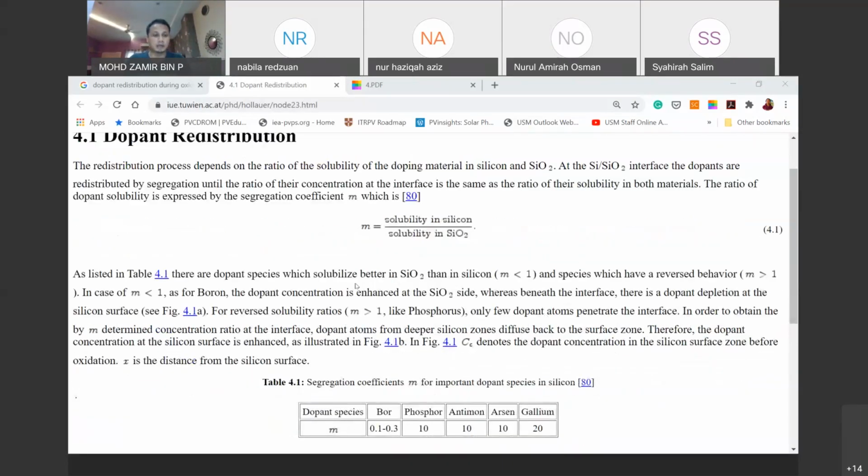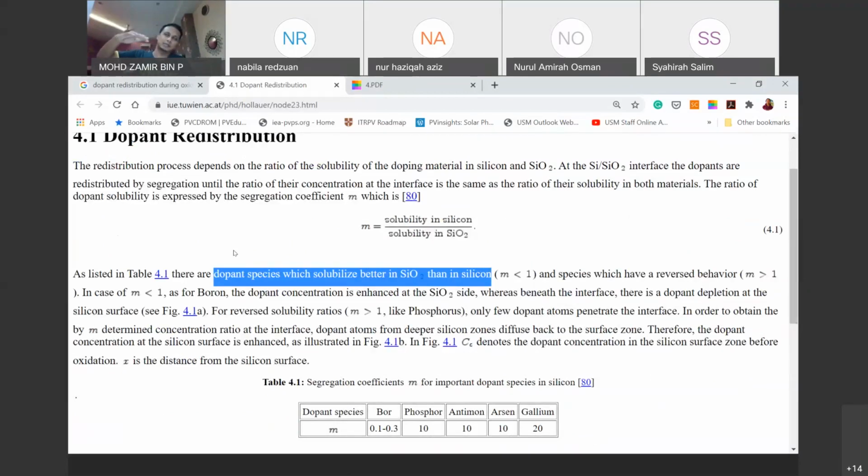So if you look at the second paragraph, there are dopant species which solubilize better in silicon dioxide than in silicon. For this case, where dopants solubilize better in silicon dioxide than in silicon, you're going to have M of less than 1, because you're going to find more impurities in the silicon dioxide in comparison to the silicon. Okay, so it is solubilized more easily in silicon dioxide, so you're going to find more concentration in the oxide, so your C1 over C2 will be less than 1.